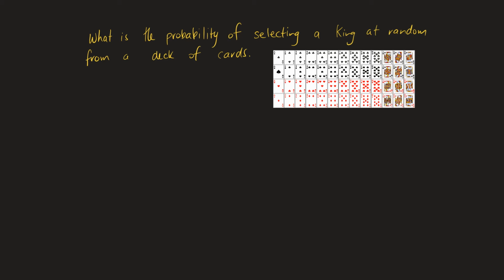So here are my kings. This is the section I'm after. So now that I've highlighted the kings, the probability of selecting a king, there's 4 of them. And I said that there's 52 cards in a deck. If I simplify that, it'll go down to 1 over 13. So I've got a 1 in 13 chance of selecting a king from a deck of cards.